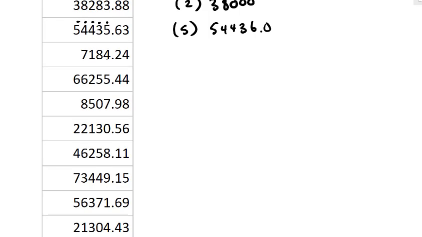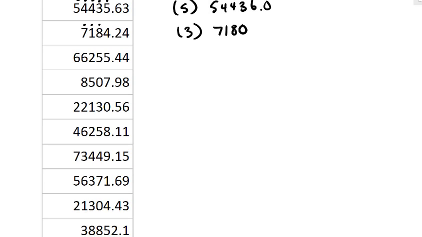Okay, 7184.24, let's go to 3 significant figures, so 1, 2, 3, round down, 7180. Okay, let's go to 3 significant figures, 1, 2, 3, you round up based on that one, so 6, 6, 3, 0. Okay, let's go to 4 significant figures, 1, 2, 3, 4, you round based on this one, so 8, 5, 0, 8.